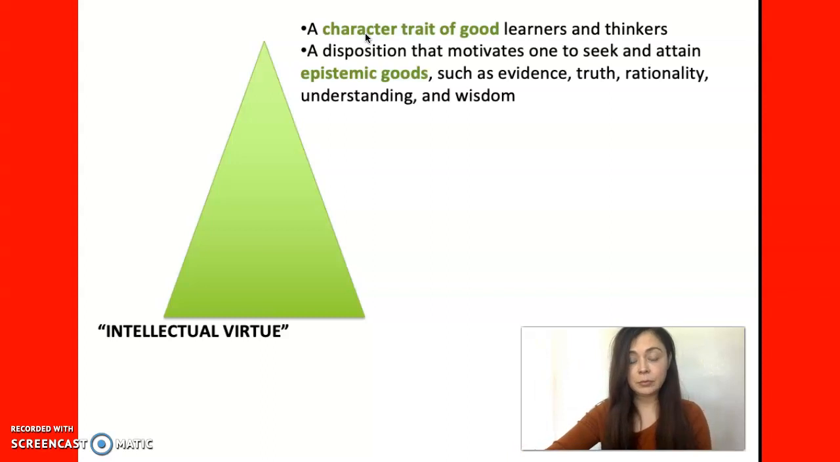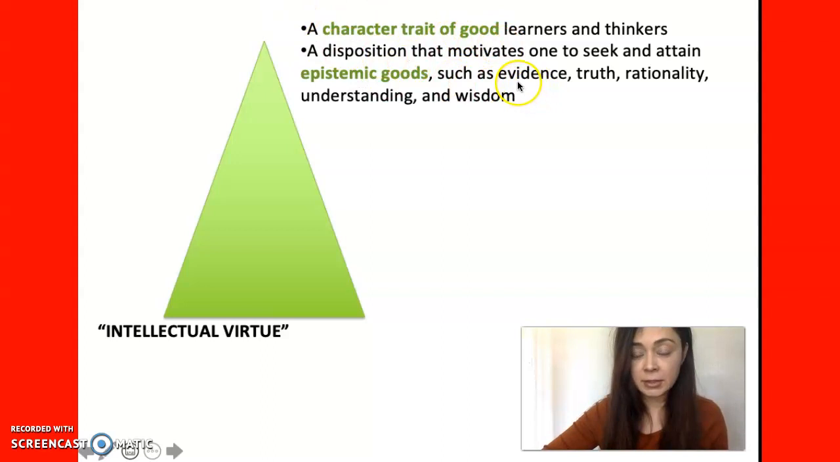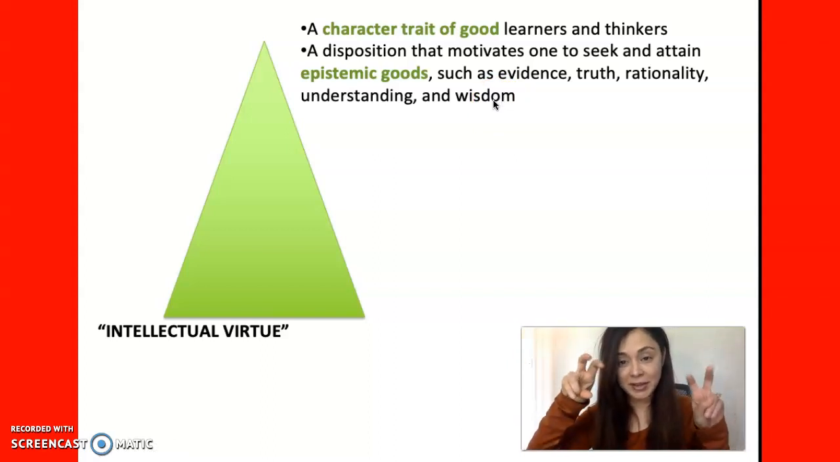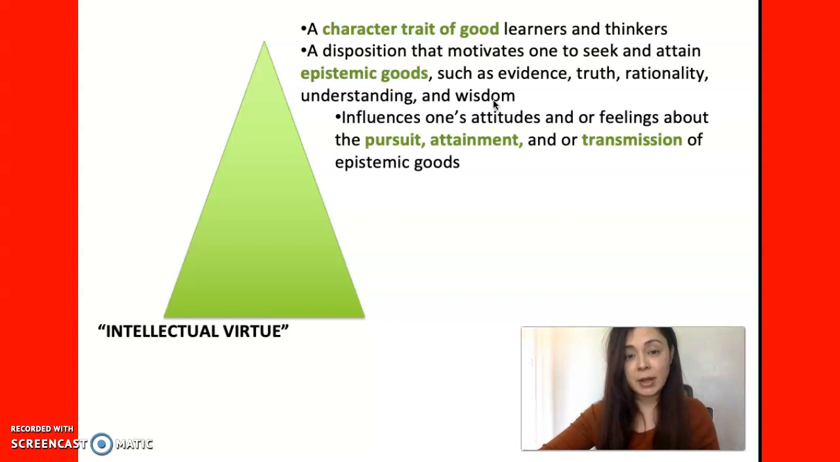So as you were first introduced to the intellectual virtue concept, you were told that it's a disposition that motivates one to seek and attain epistemic goods such as truth, rationality, understanding, and wisdom. And what I want you to understand is that this term here, epistemic goods, is itself another important concept within the definition or explanation for intellectual virtue itself. And that what you have here in this list, starting with evidence all the way to wisdom, are examples of what philosophers might call epistemic goods. So keep that in mind.